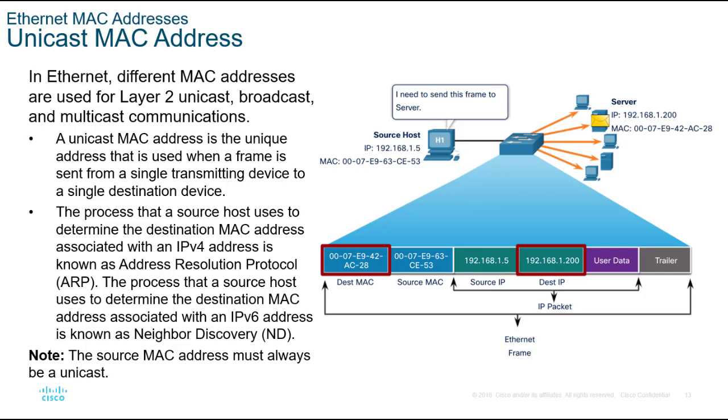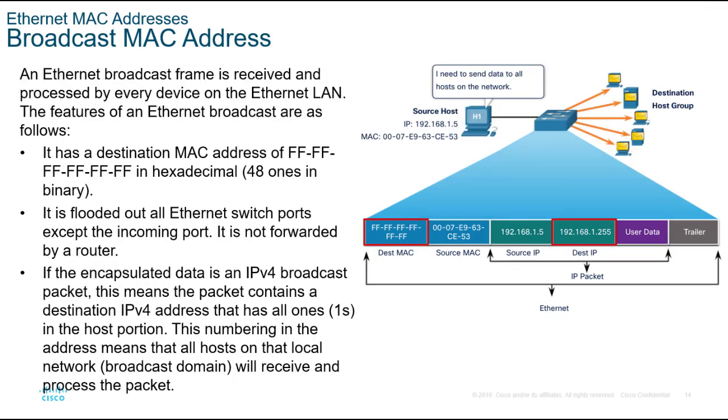It will use a process called Address Resolution Protocol, or ARP, to find out. For an IP version 6 address, the process is called Neighbor Discovery. In Ethernet, in addition to the unique unicast address, there are special MAC addresses called broadcast and multicast addresses, which are used to send a frame to more than one addressee.